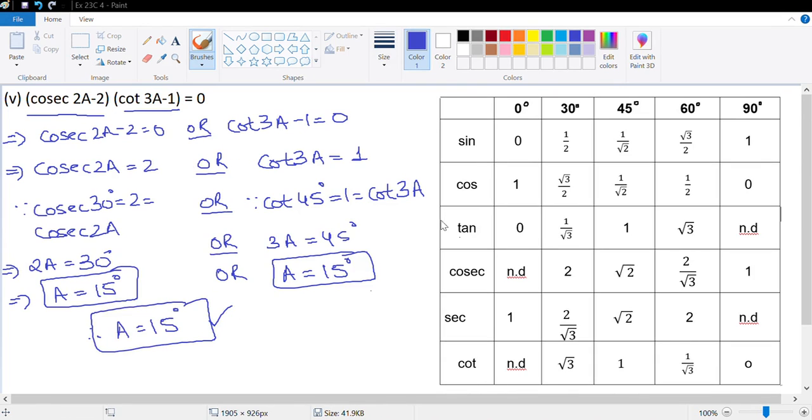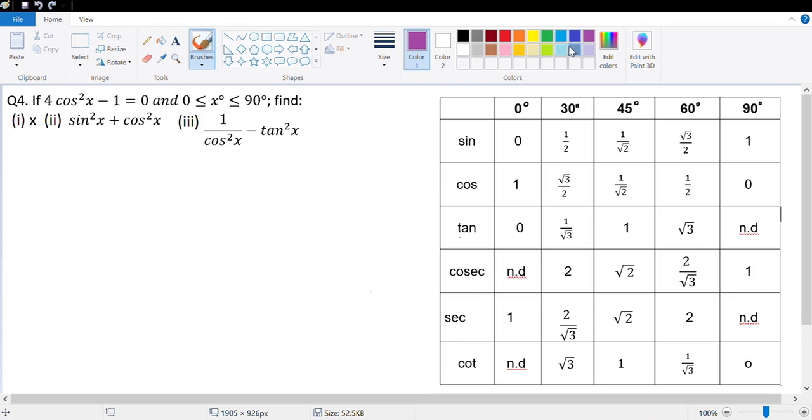The next question that we're doing is question number 4. Question number 4 says if 4 cos square x minus 1 is equal to 0 and x lies between 0 degree and 90 degree, we need to find the value of x. So let's look at this. 4 cos square x minus 1 is equal to 0. This means 4 cos square x is equal to 1, which means cos square x is equal to 1 by 4, which means cos x is equal to 1 upon 2, the square root of 1 by 4.